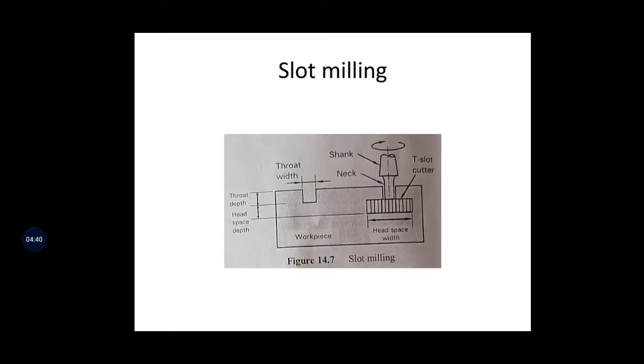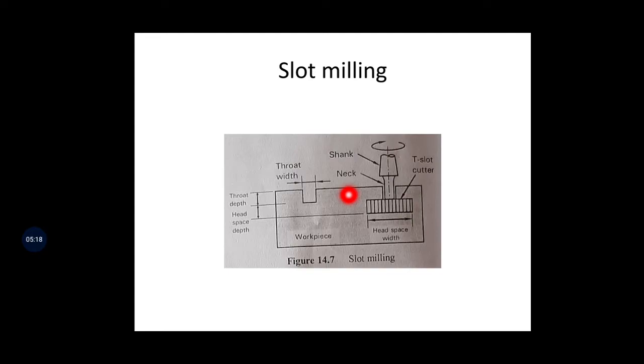Next is slot milling. You can see here, you can make slots, with a small throat width. Slot milling is a machining process for producing slots like T-slots, or plain slots or dovetail slots in the work table, fixtures and other work holding devices. The operation may be performed using either an end milling cutter, T-slot cutter, dovetail cutter or side milling cutter. Any cutter you can use. The type of cutter selected depends upon the shape of the slot to be produced. What shape of slot you want, depending upon that you have to select.